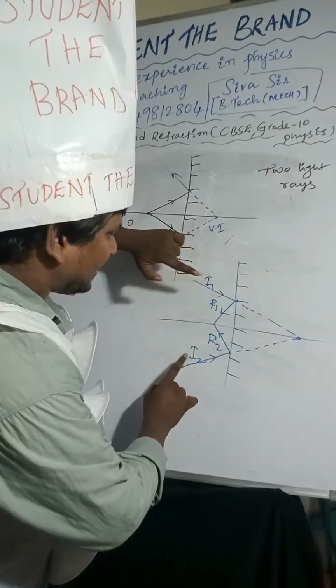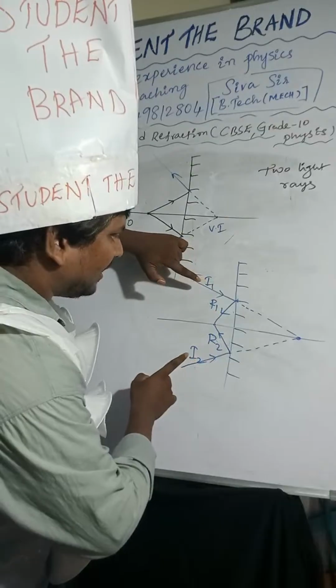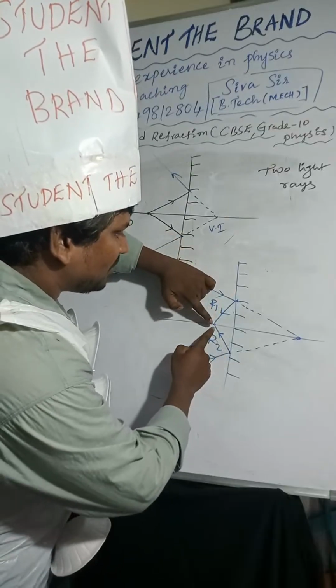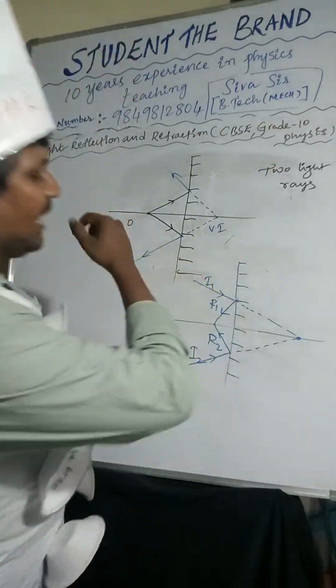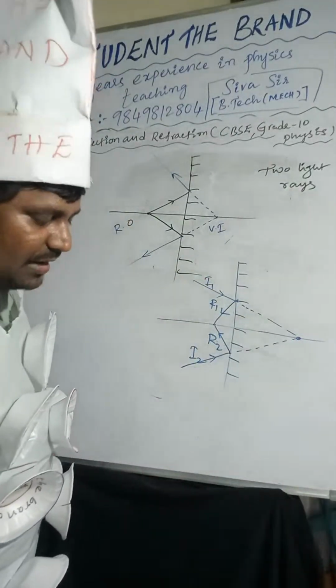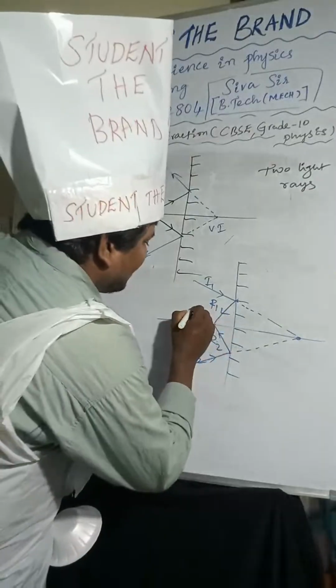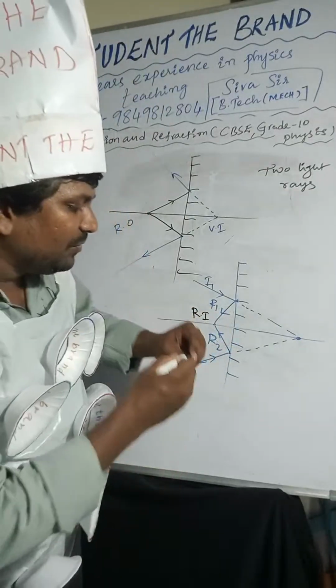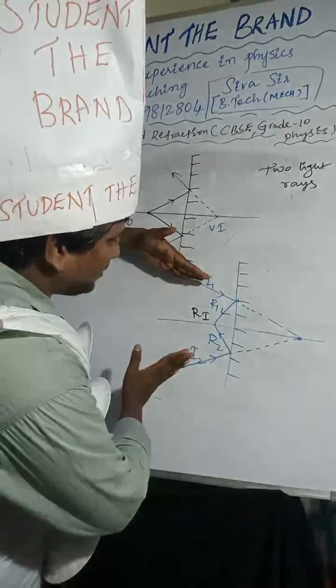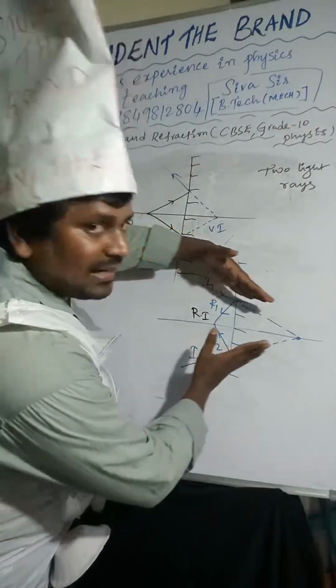So after reflection, those light rays will meet at one point. Their image will form. That is a real image. Come on. You can observe here, we are extending these incident light rays.